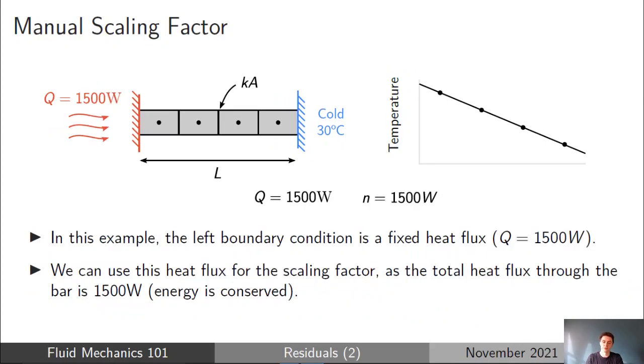And another example would be if we took our same heat conduction in a bar problem that we had before, and rather than having a fixed temperature of 300 degrees on the left end and a fixed temperature of 30 degrees on the right end, say we had a Neumann boundary condition on the left end of the bar where we apply a heat flux rather than a fixed temperature. Then we could see quite easily for this problem that 1500 watts is going to be passing through the bar. And so an appropriate scaling factor, if we were solving this problem iteratively, would be a heat flux of 1500 watts.